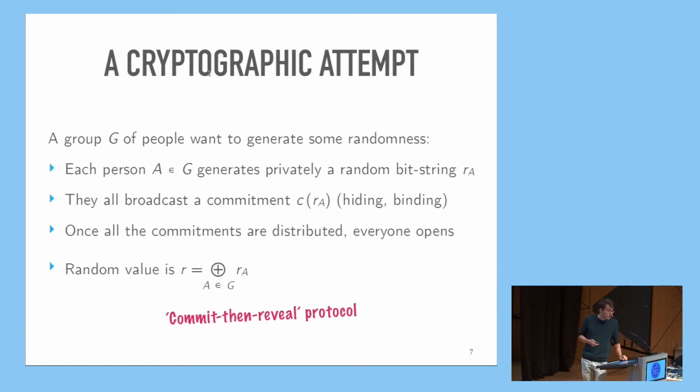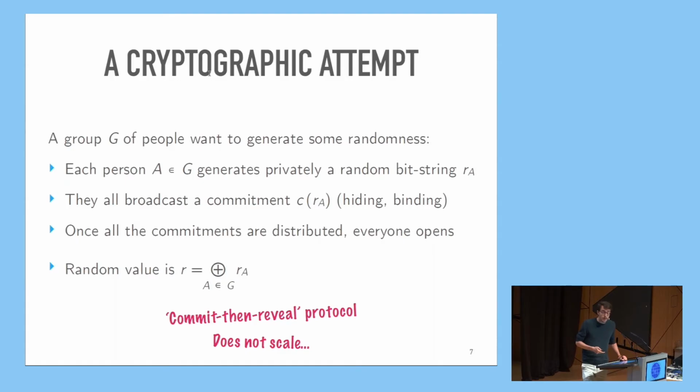This is the commit-then-reveal protocol. The problem with this protocol is that it does not scale. We assume that we have a fixed set of participants G, and all the participants to the protocol must be there at the beginning and must stay until the end. If someone drops in the middle, meaning that someone committed a random value here but is not here for the second round of opening the commitments, then you have to start all over again. This is really not good.